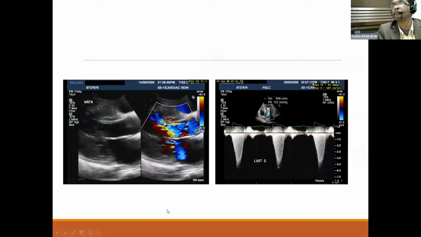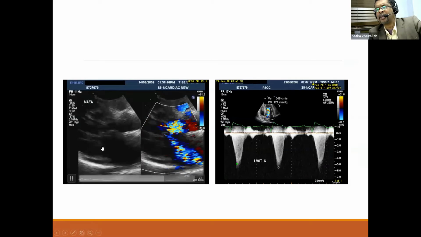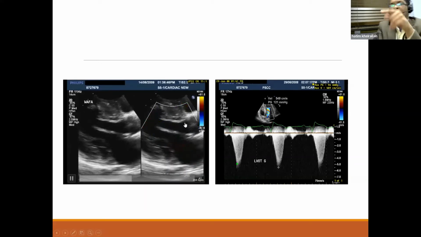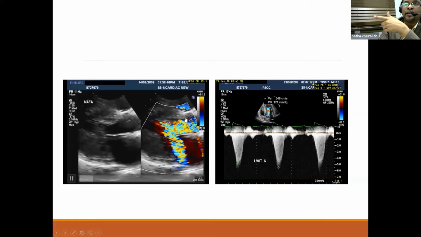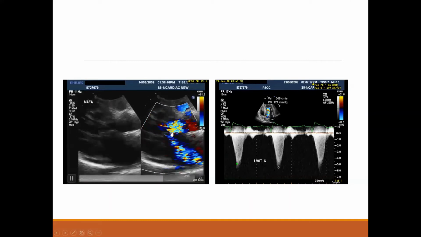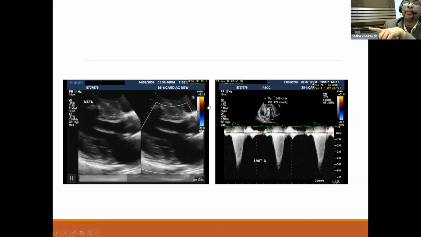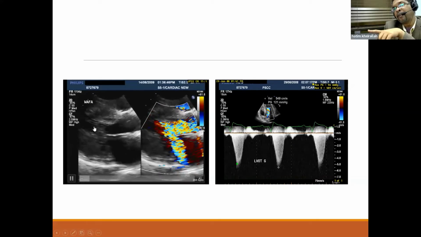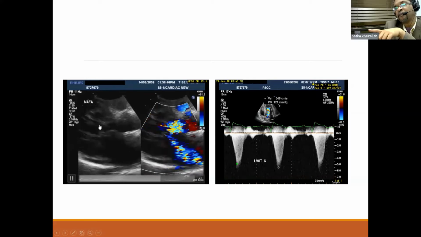Okay. Now we go to the second case, where I think we stopped last time. This is a case of HOCM, and we said to see the flow acceleration here. It's so different from the flow acceleration we saw in the previous image. Where does the flow acceleration start? At the LVOT, as you see here. This indicates that the level of the obstruction is below the valve, clearly below the valve. It's between the septum and the SAM. We are seeing SAM here. You see the anterior leaflet of the valve, systolic anterior motion.